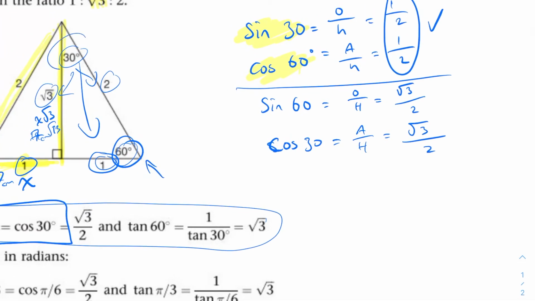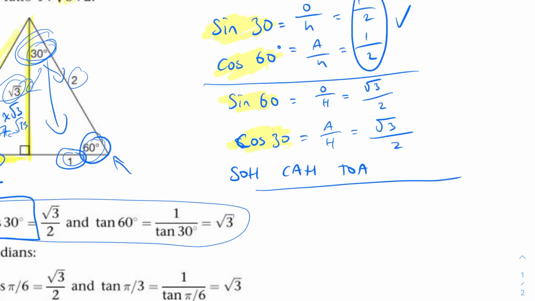So think about it, right? Cos of 30, adjacent over hypotenuse. The adjacent of the angle 30 is what? Square root of 3 divided by 2. So we can say that sine 60 is equal to cos 30. And this is where you really want to be comfortable with your SOHCAHTOA. Just a quick reminder.